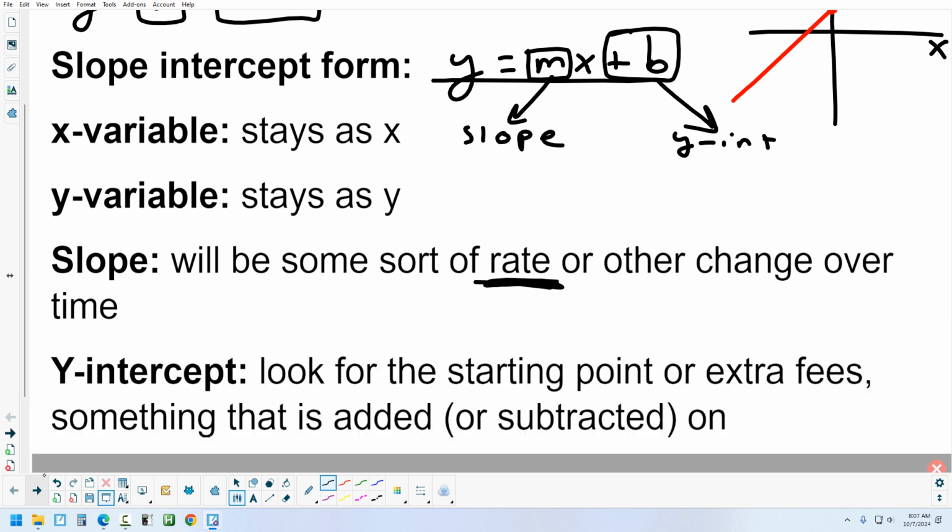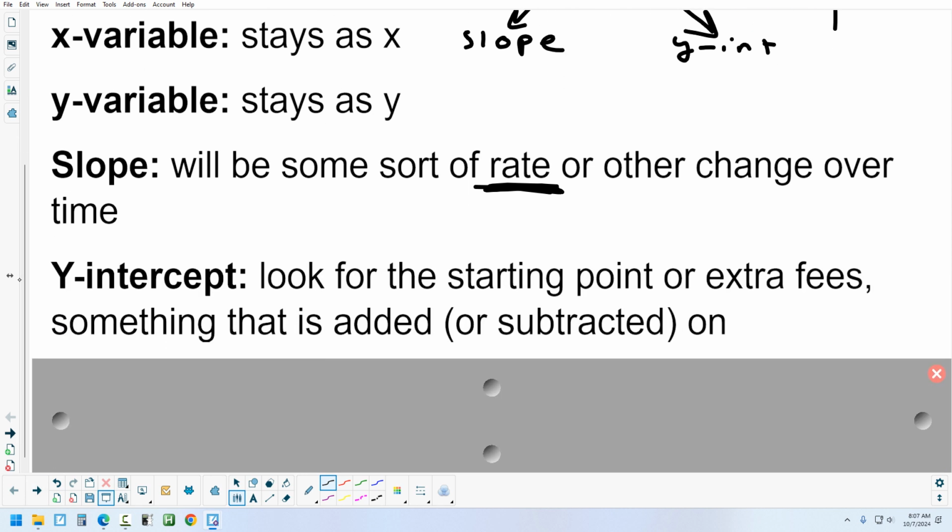And the y-intercept, again, I'm going to give you some hints at words you can look for, but a y-intercept is like a starting point. It could also be like a one-time fee you have to pay. So for example, let's say that you had to pay like $50 per month for your cell phone, but you had to buy the phone, and that was like $400. So the $400, that's a one-time fee.